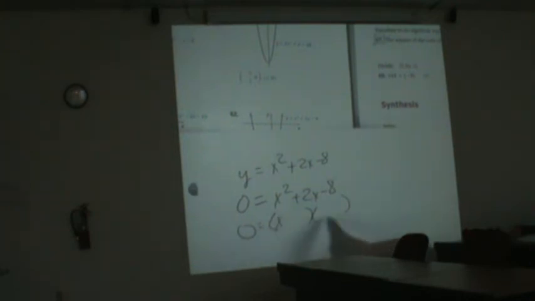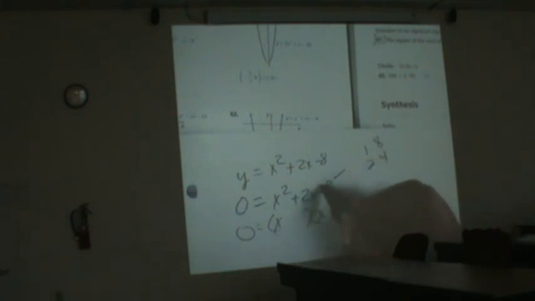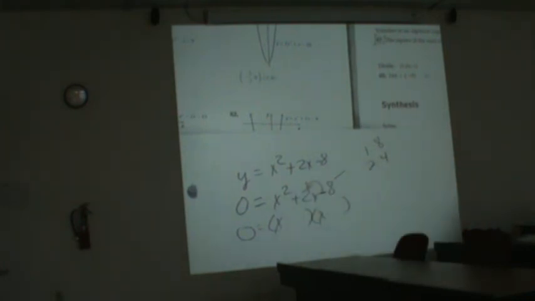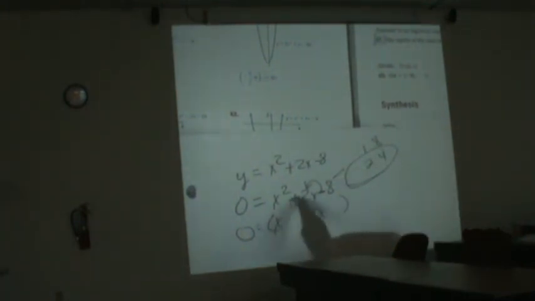X squared is x times x. To get 8, you do 1 times 8 or 2 times 4. They subtract to give you 2. 2 and 4 subtract to give you 2. You need a positive 2.